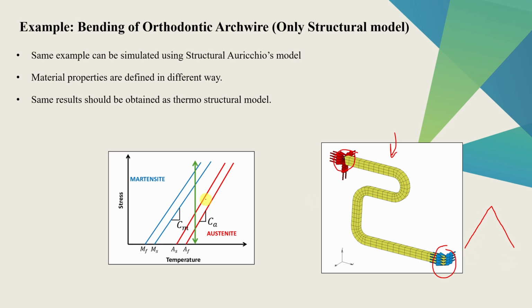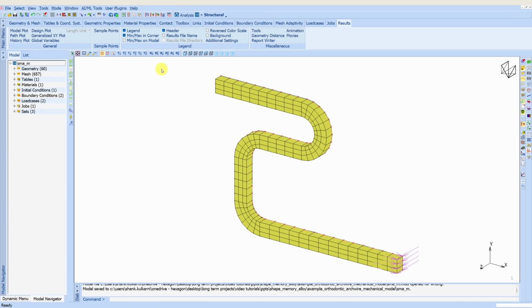And if we see this loading on stress temperature diagram, it will look something like this. The initial temperature over here, we are going to define that as 35 degrees, which should be much more than AF. In our case, AF is 20 degrees. Let's start with Mentat. This model is already available in Mentat.